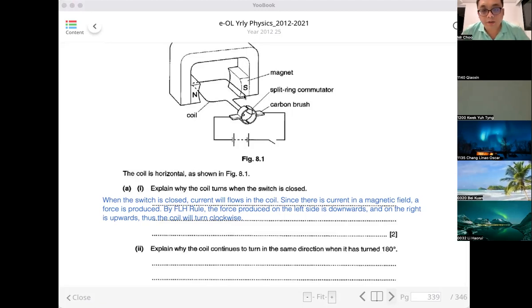Okay, very well done. Yuting, you can improve your answer a bit more. Oscar, you can elaborate a bit more.